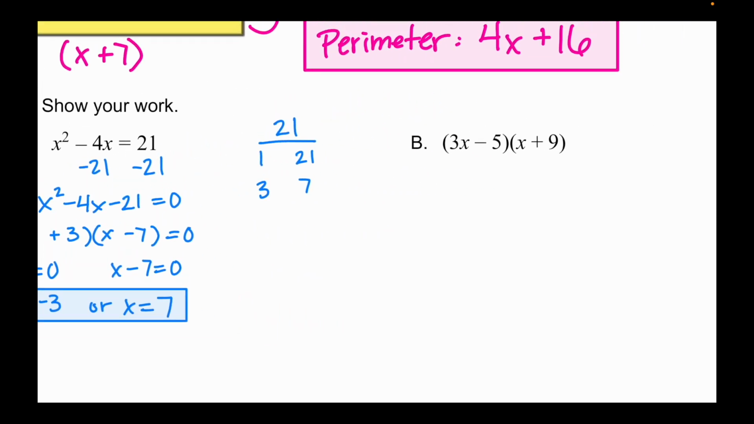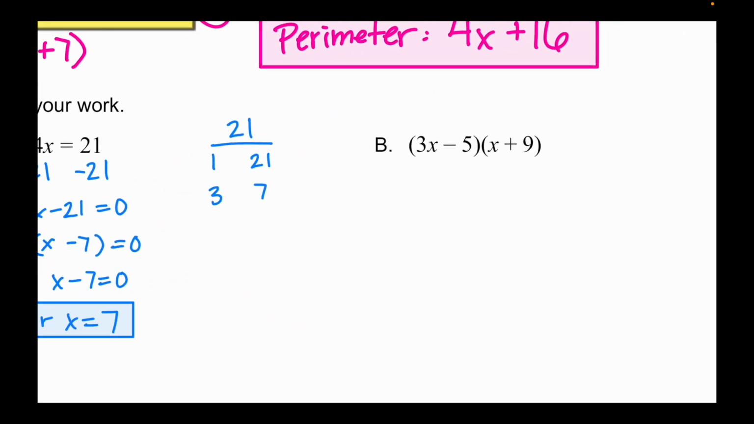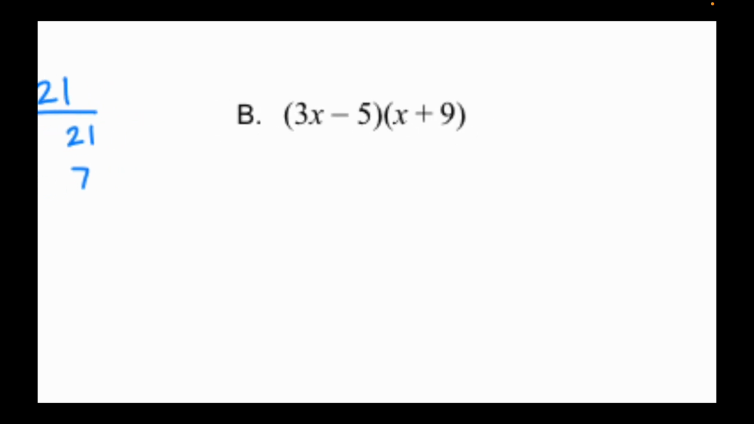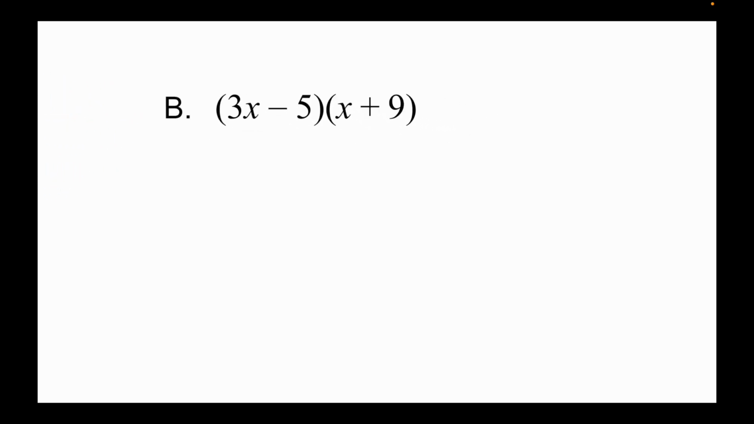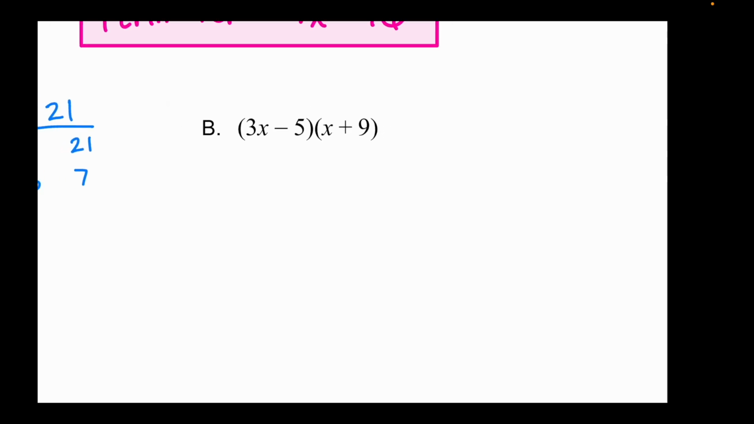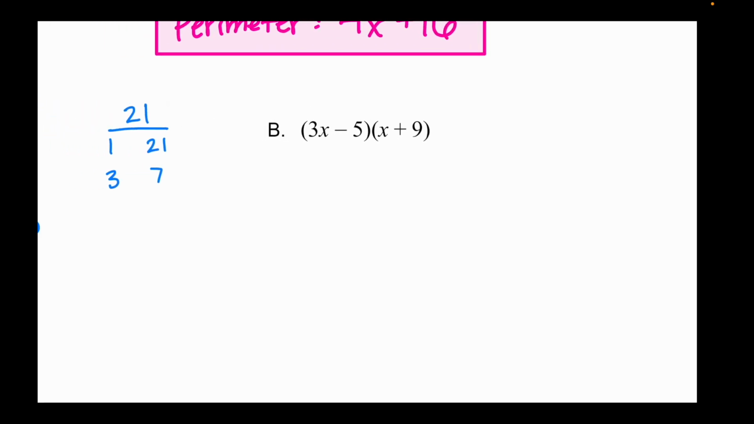Now for B, B here does not have an equal sign, so we are actually just going to multiply this one out. You can do this in several different ways, but we're just going to multiply. You can show the box method. You can use the distribute method with the arrows. You can use the split and distribute method. All of those are valid. I'm going to show the box method for this one.